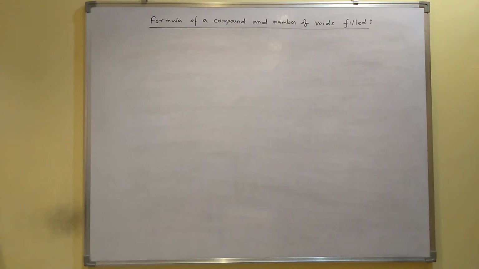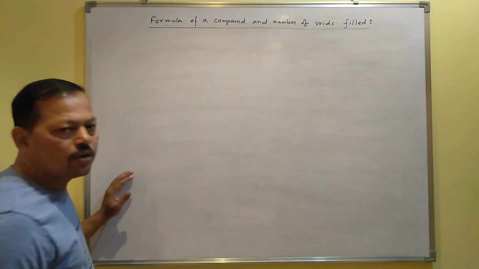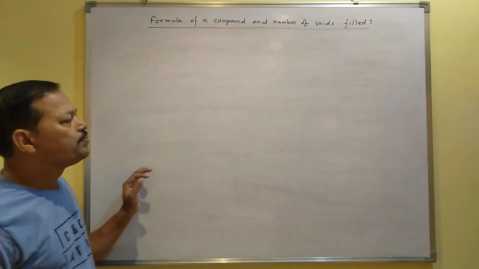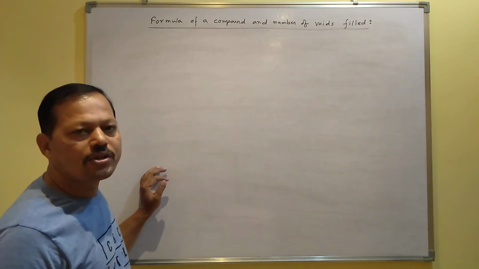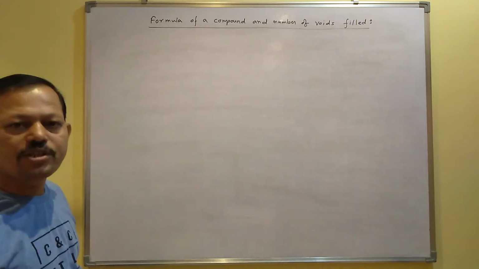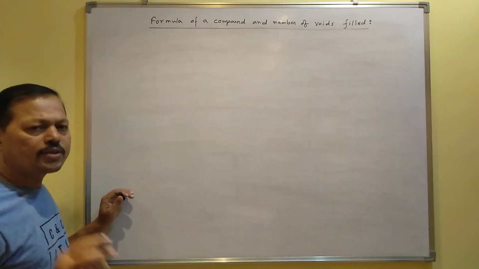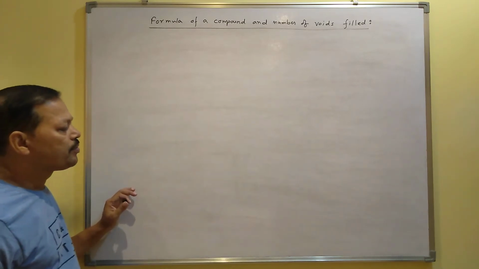Okay, students, today we'll do a new topic, formula of a compound and number of voids filled. When we have done closed packed structure, then we have got two types of voids. Some voids are called tetrahedral voids and some voids are called octahedral voids. Now, what is the importance of these voids? Actually, void means nothing. These are gaps in between the particles.